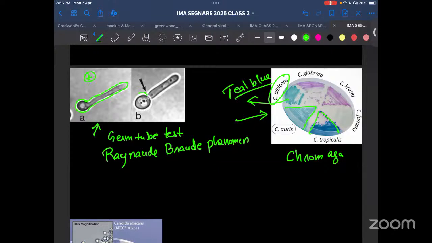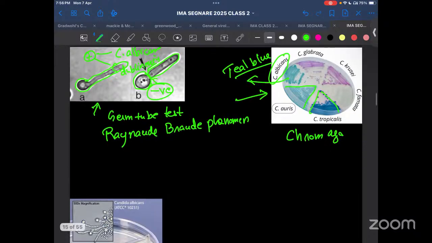But look at this picture. We see there is a constriction. So this is a pseudo germ tube. There is a constriction here, so this is a negative germ tube test. For a positive germ tube test, there are 2 organisms: Candida albicans and Candida dubliniensis. They are positive for the germ tube test. All other Candida are negative for the germ tube test. So we get an idea about the species.